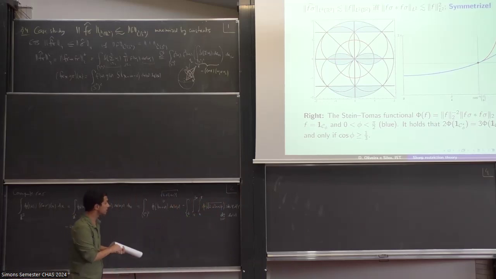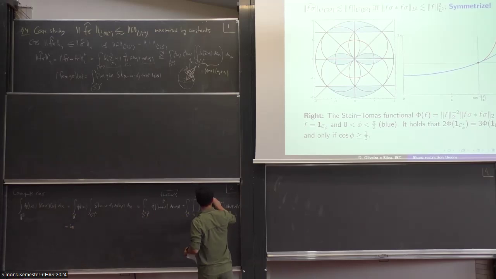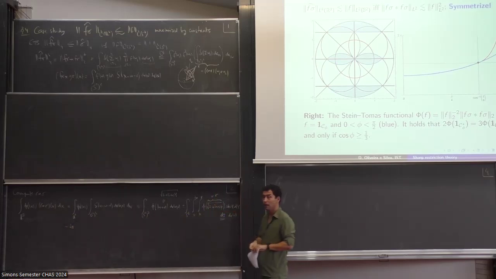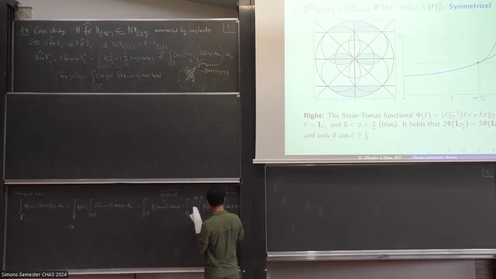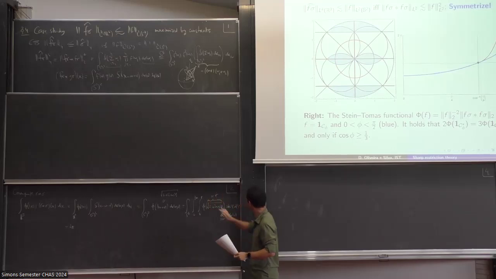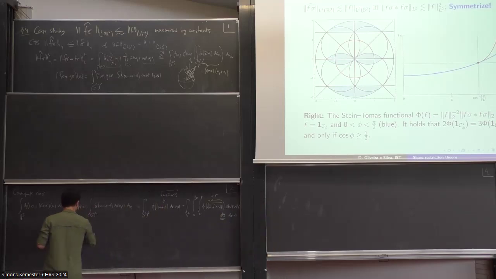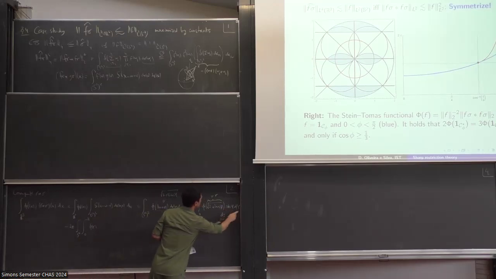And then I can change variables. I can call the square root of 2 plus 2 cosine phi, I can call it r. So when phi varies between 0 and pi, r varies between 0 and 2. So I'm going to do 0 to 2. I have the outside integral over S2, and I got rid of the integral from 0 to 2 pi because nothing depends on it. And then I have theta of r, and the change of variables tells me that sine phi d phi equals r dr.